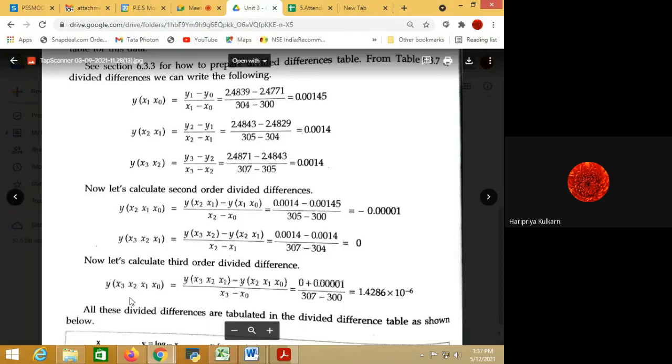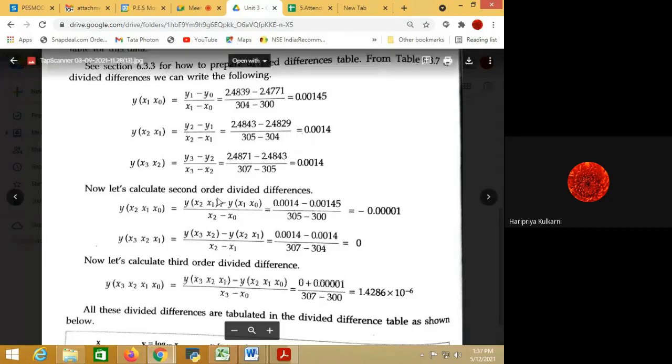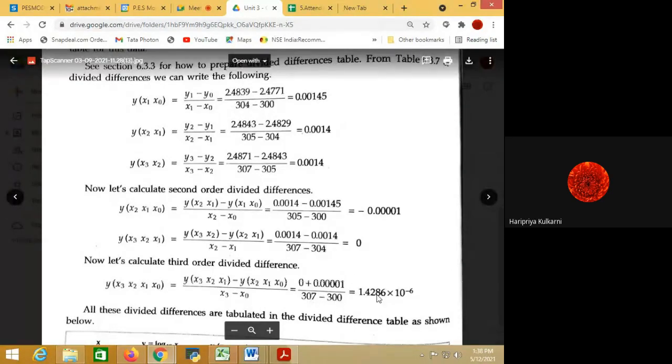Okay. Now the third with the 4 variables, y of x3 x2 x1 x0. So it is, see the cursor, this is equal to y of x3 x2 x1 minus y of x2 x1 x0. Obviously it will be divided by x3 minus x0. You are knowing the x3 minus x0, x3 x0 from the table, and this we have just now calculated. So it is minus minus of this, so it will be plus. Okay. And x0 is 300, x3 is 307. So you can calculate this.